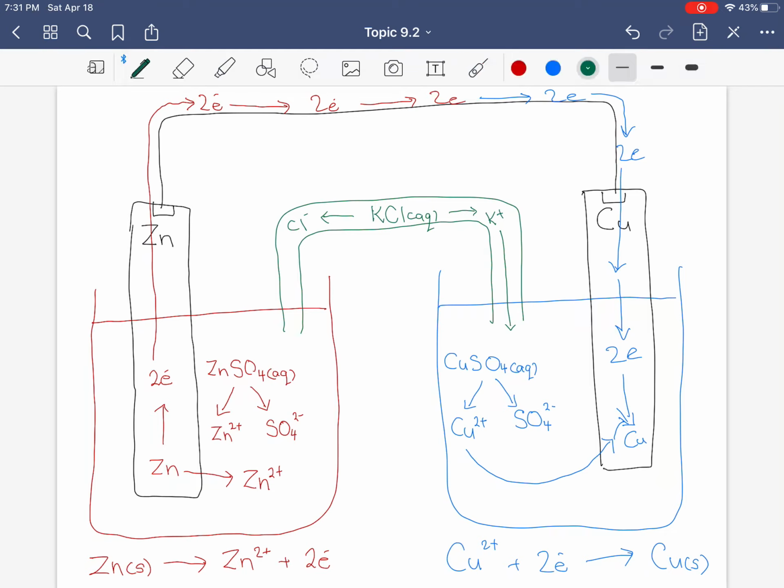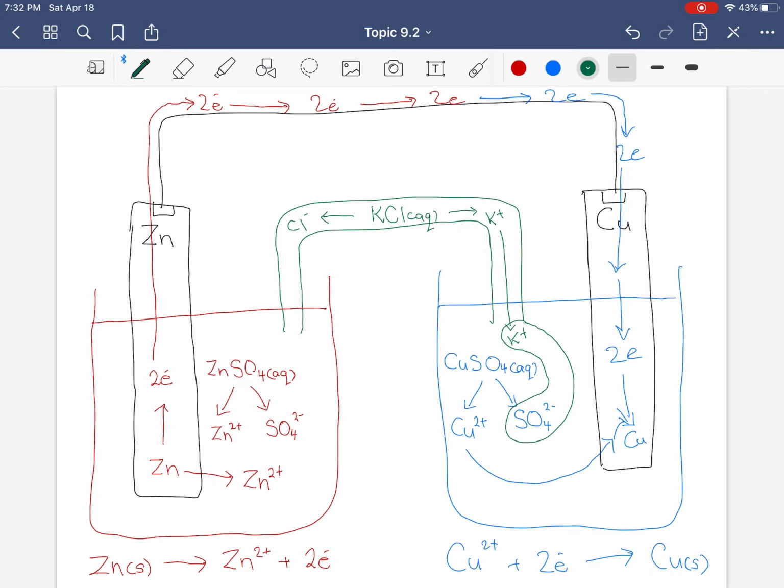So as a result, K comes in and sort of gets together with sulfate to form K2SO4. Alright? Now, it's not going to stay together very long, I can tell you that right now, but it is actually a way to stabilize the negative nature of the solution.